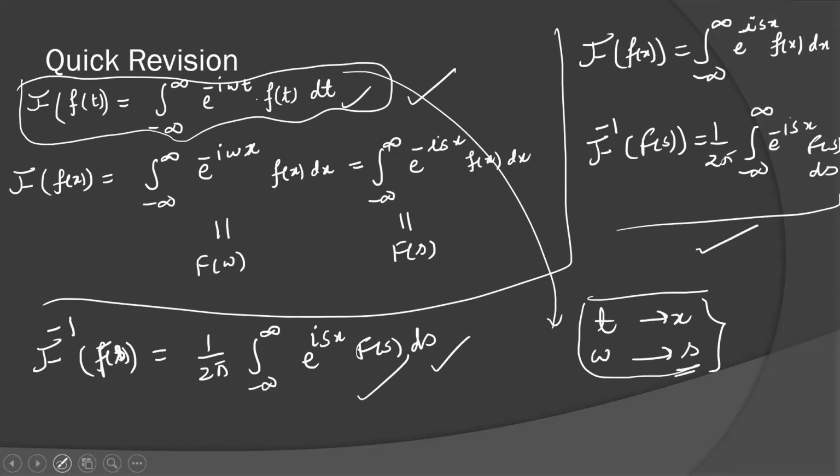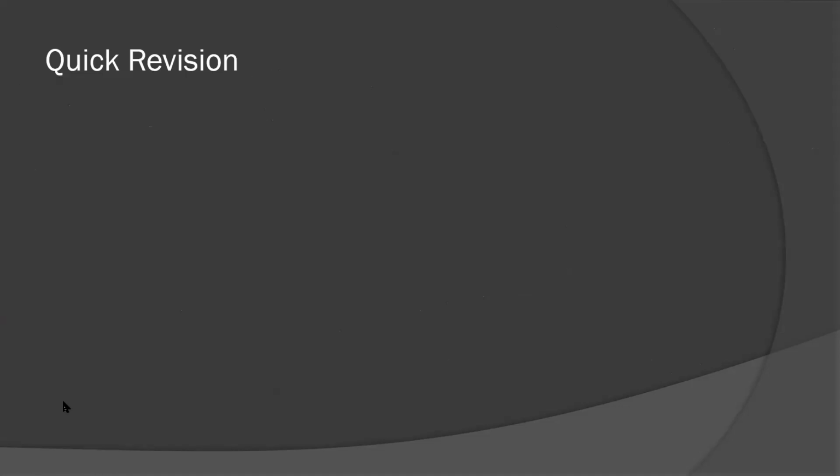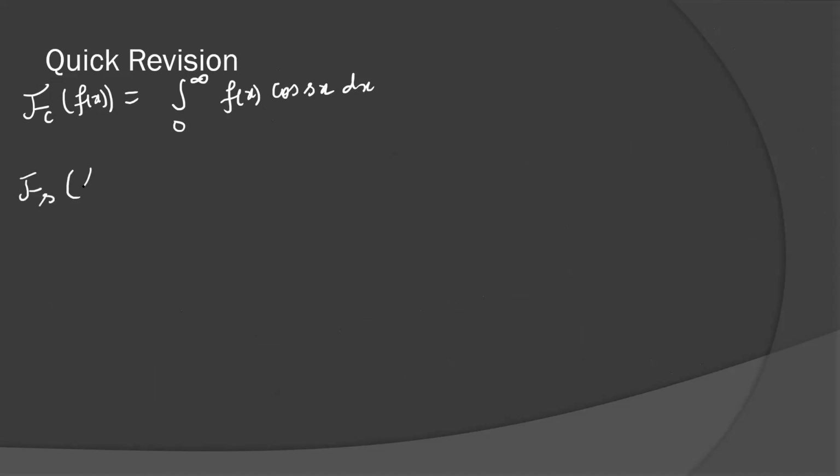Okay. What are the cosine and sine transformations? I told you the cosine transformation of any function f(x) is the integral from 0 to infinity of f(x) cos sx dx. I told you omega earlier, and here I used x in place of t. So you can use that notation also. And the sine transformation of f(x) is the integral from 0 to infinity of f(x) sin sx dx. So these are some important formulas.